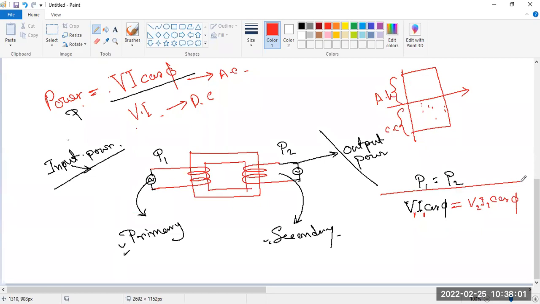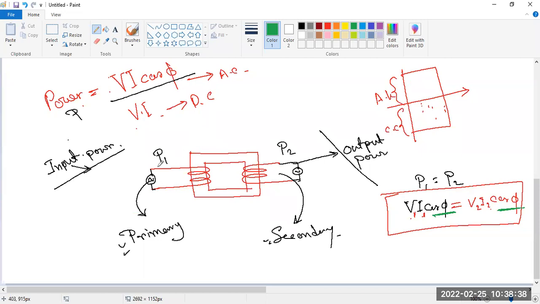So from this equation, we can see this is V1, I1 and this is V2, I2. But here we never write cos phi 1 and cos phi 2, because only the voltage and current in the primary and secondary are changing. That's why they are denoted as V1, I1 and V2, I2. But cos phi is the same.